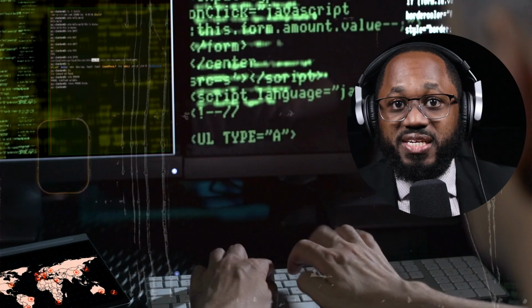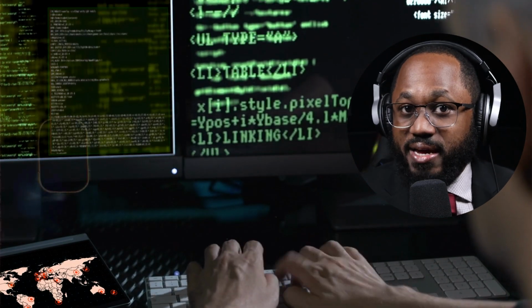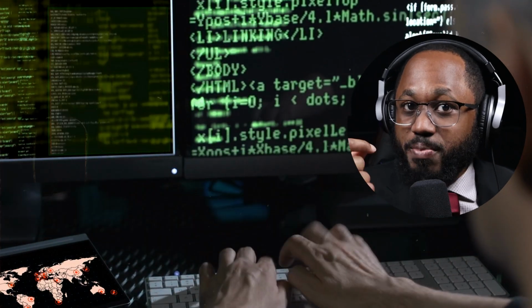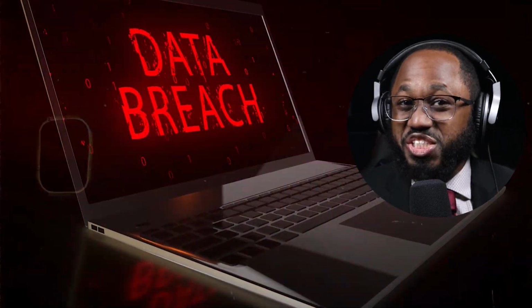So for 2025, there's going to be new kinds of cyber attacks, right? Several new and evolving hacking techniques or attacks are expected to emerge that pose significant challenges for cybersecurity professionals and society at large.